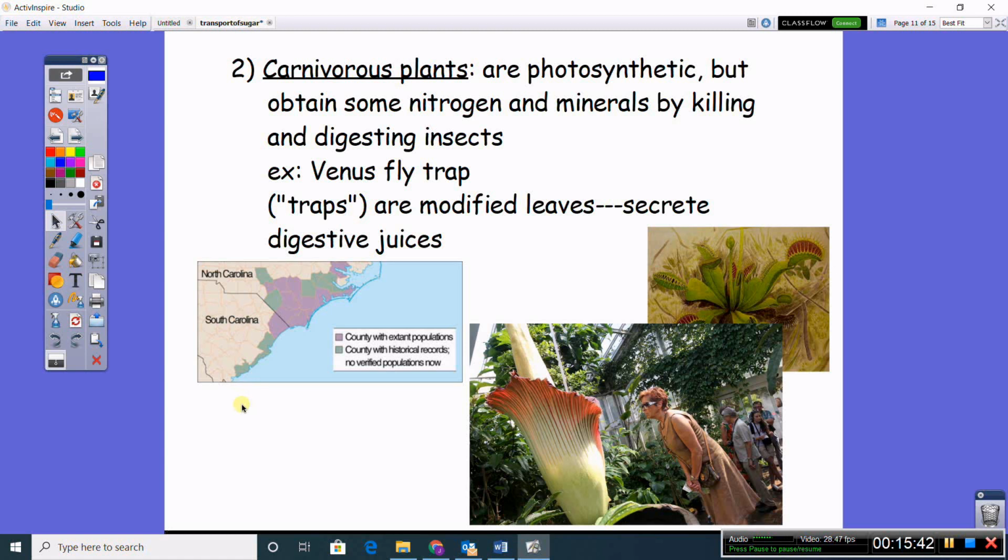And it's okay that they're getting some nutrients by killing some insects, but they are primarily still photosynthetic. They're just getting additional nutrients from another source, like a Venus flytrap is going to trap and secrete digestive juices. We've got pitcher plants. You've got the corpse flower, all kinds of carnivorous plants there. Don't worry about that.